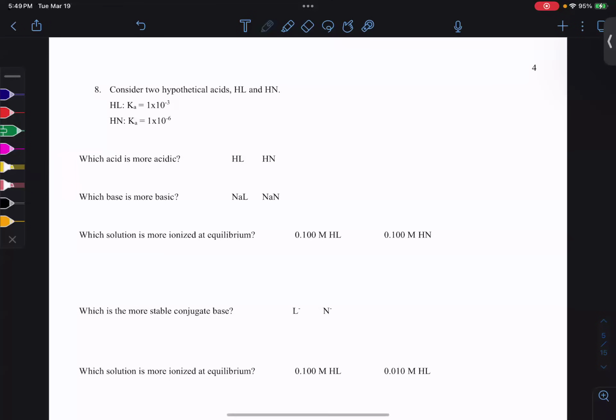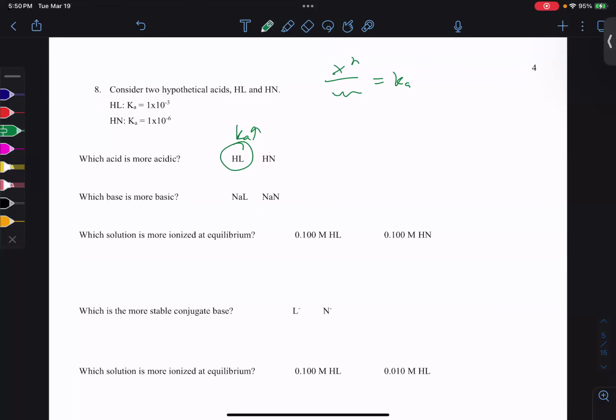HL, why? The Ka is bigger, yeah. If you put both of these into water and they were the same concentration, HL will be more acidic because Ka is bigger. Both of them will just be x squared over whatever equals Ka. And because Ka is bigger for HL, x is going to be a larger number for HL. All right, so then which base is more basic? NaL or NaN? So these are the conjugates.